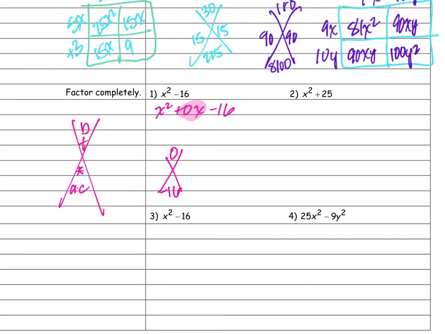So two numbers that multiply to be negative 16 and add to be 0. Well, that I think is 4 and negative 4. So this would factor to x plus 4 and x minus 4. And then I'm going to do the same thing with the next problem. This would be x squared plus 0x plus 25. So I'd need two numbers that multiply to be 25 and add to be 0. Can someone tell me what those numbers are?